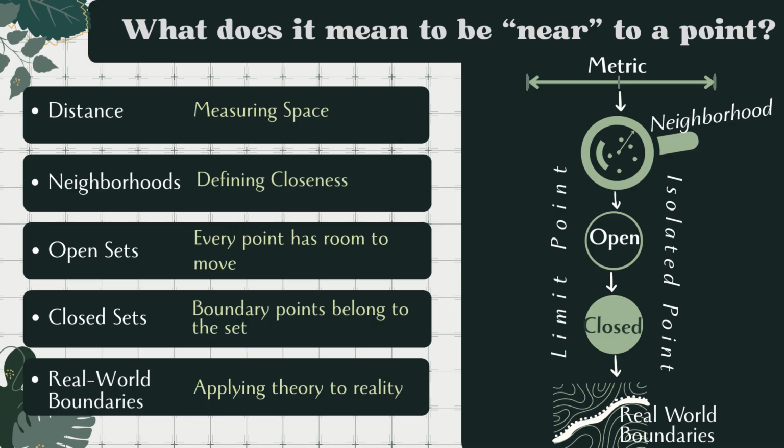This slide shows the roadmap for the remainder of our journey. We begin with distance. Distance allows us to define neighborhoods. Neighborhoods allow us to define interior points and limit points. Those ideas lead us naturally to open and closed sets. Finally, we connect these concepts back to real-world boundaries.